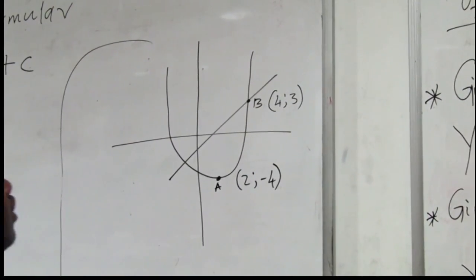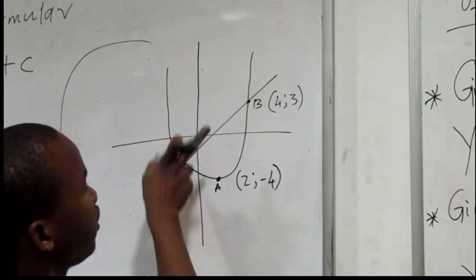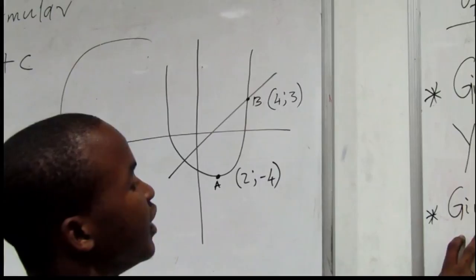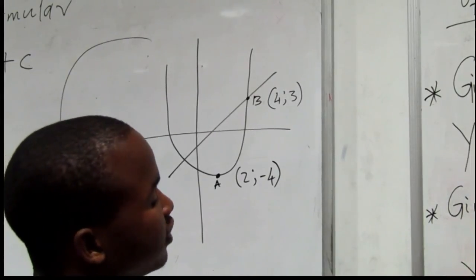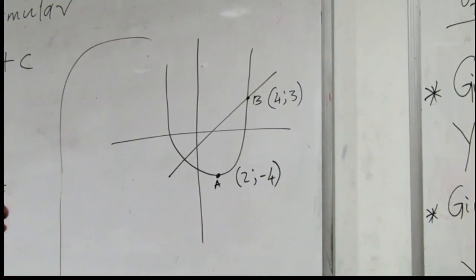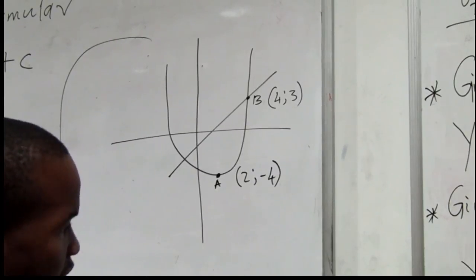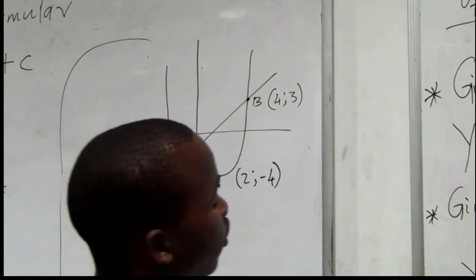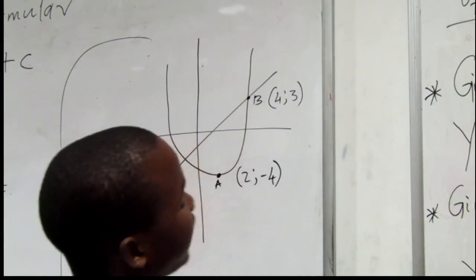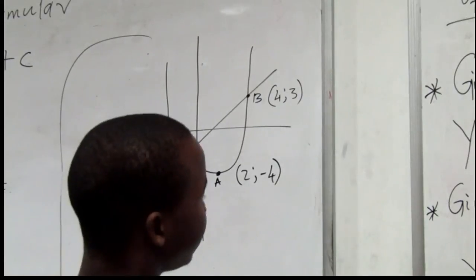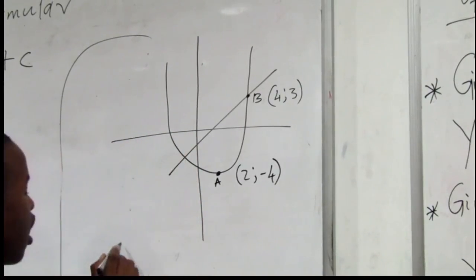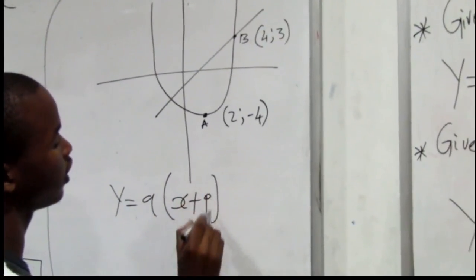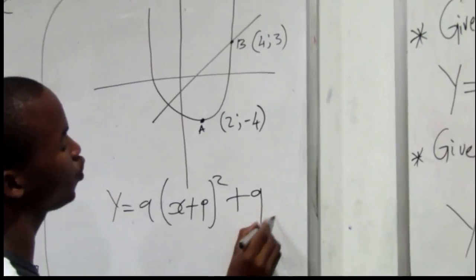2 and negative 4 is our turning point, and this is a given point. According to this condition, given a turning point and one point, we determine a quadratic function. How are we going to determine this? We take this equation as it is. We don't change anything. y is equal to a into (x plus p) the whole square plus q.